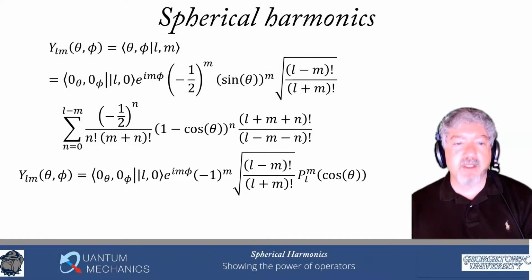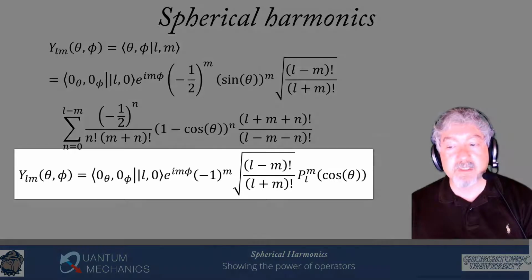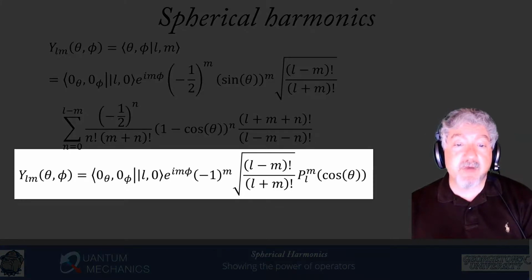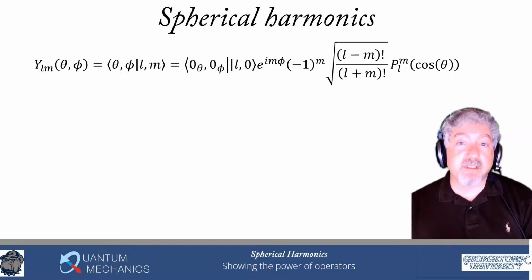We can then rewrite the Y_LM of theta, phi in terms of a normalization constant, e to the i m phi, (-1) to the m, this square root factor, and then the associated Legendre polynomial. Okay? Now we have just one step left. We have to do the normalization.